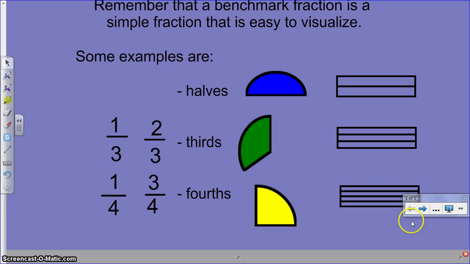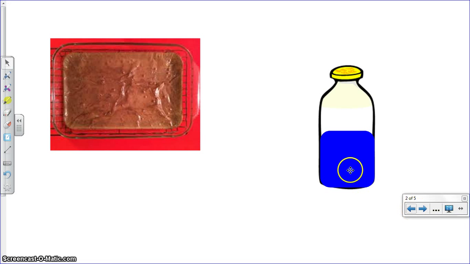And so here's some examples of what exactly I'm talking about when I say benchmark fractions. Here we have a pan of brownies. It's not cut up into fractions at all. In fact, if this was a real pan sitting in front of us and I wanted to divide it, I would have to be the one cutting it into fractions. So using benchmark fractions helps us visualize where we should make the cut.